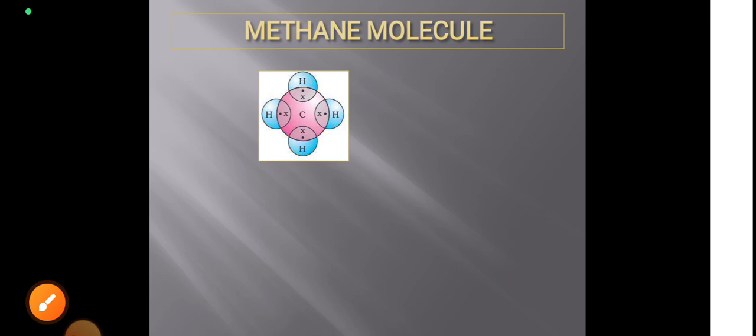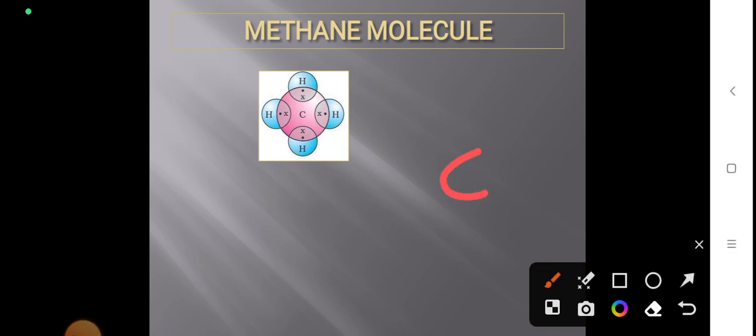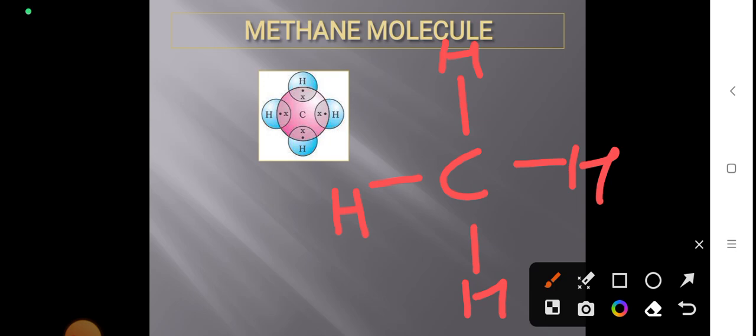When you have to draw the structure of methane, we are always representing it by single bonds and 4 hydrogens around 1 carbon. So methane is the simplest hydrocarbon, and this is an example of covalent bonding as well.